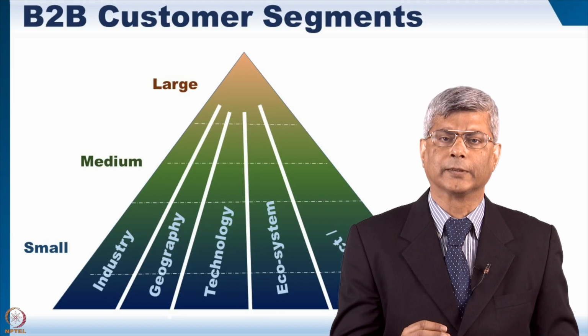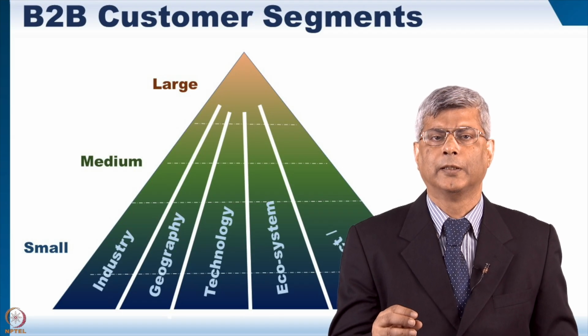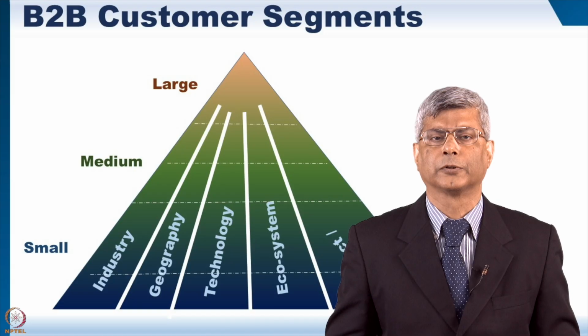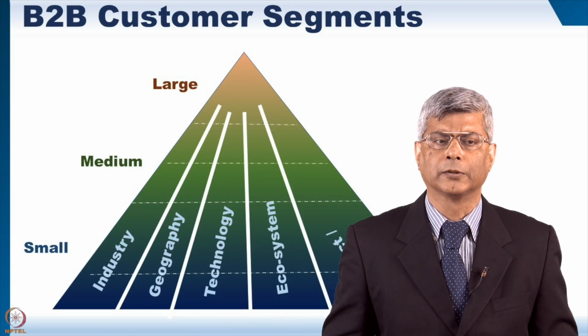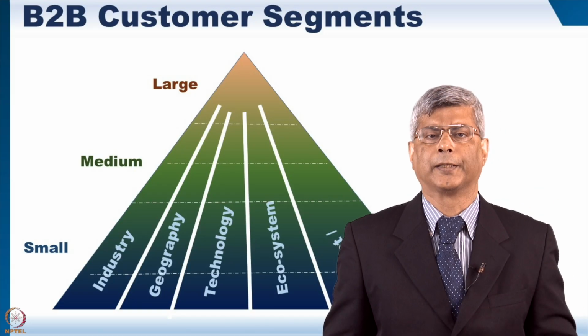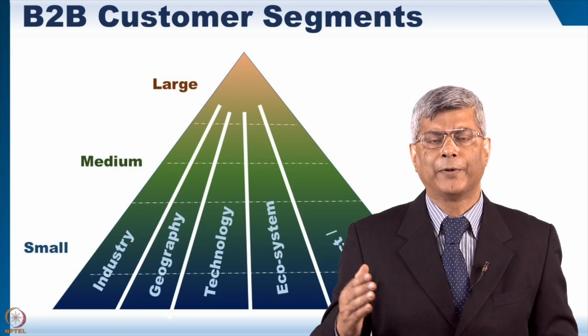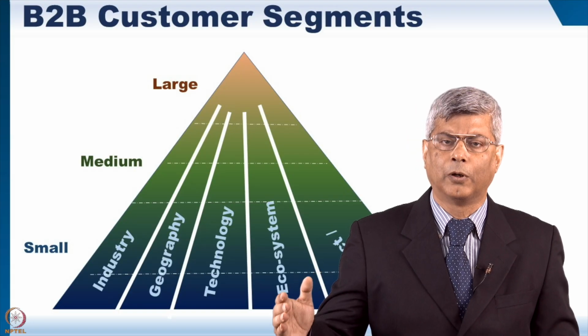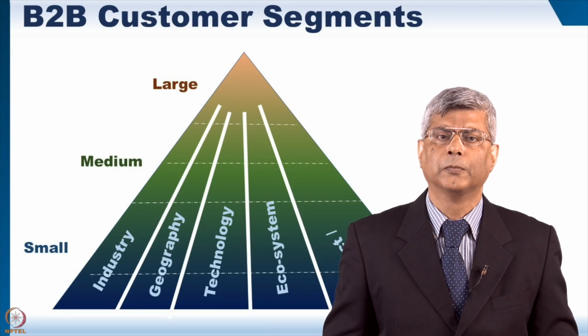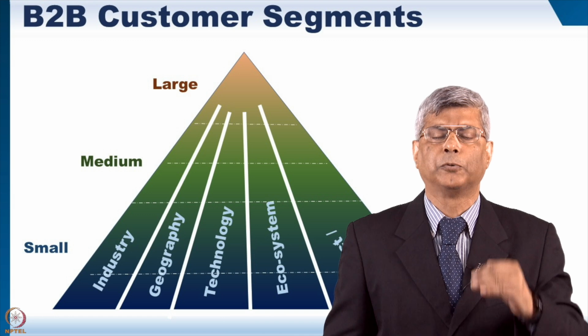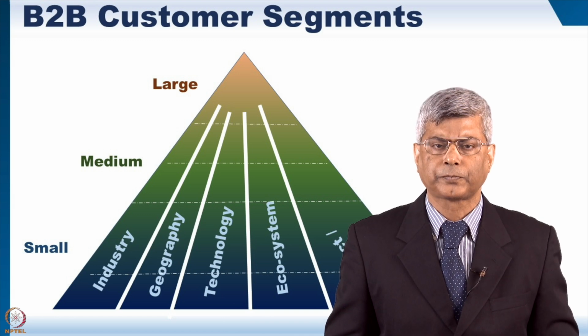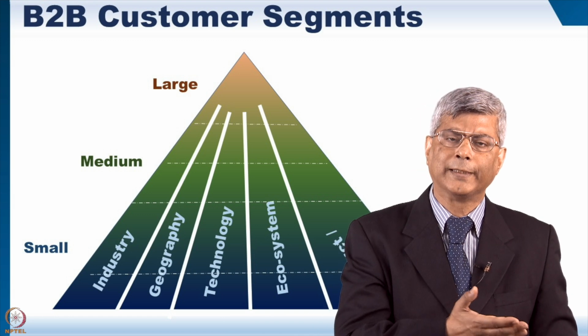A small business that you're targeting may have a turnover of 10 crores or $1 million. A large business that you're targeting may have 100 billion or 1 lakh crores. And you have to be able to understand those are the segments. And within that, you have to look at the industry.